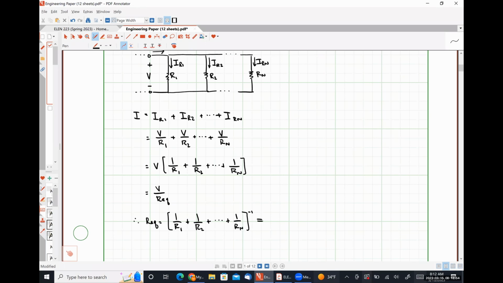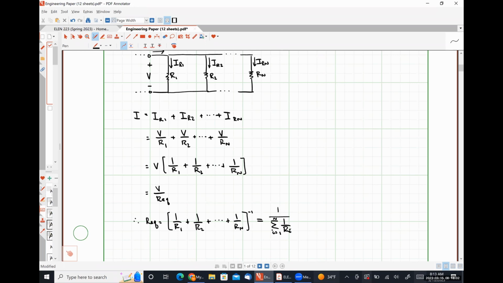Or one over the sum from i equals one to n of one over R sub i, in a more closed-form mathematical notation. So effectively, when we have resistors in parallel, we add the reciprocals of the resistors, and then we take the reciprocal of that sum. Again, something that you guys learned in your earlier classes.